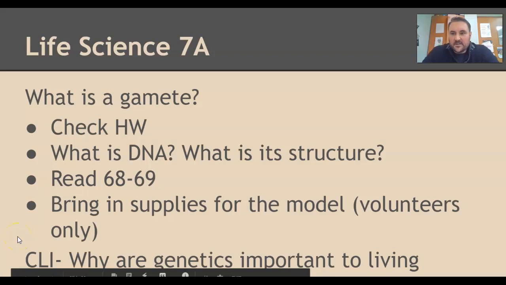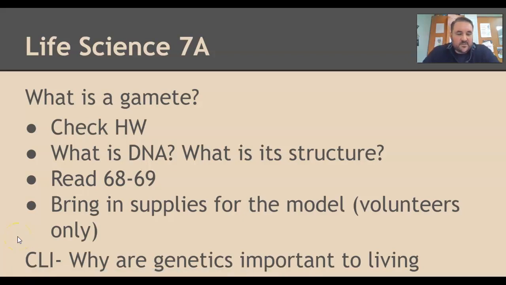All right, guys. Life Science 7A, Chapter 3, Section 3. Last time we talked about gametes. What is a gamete? A gamete is a male or female sex cell. They have half the usual number of chromosomes. Today we're going to talk about DNA, deoxyribonucleic acid, and then hit its structure.